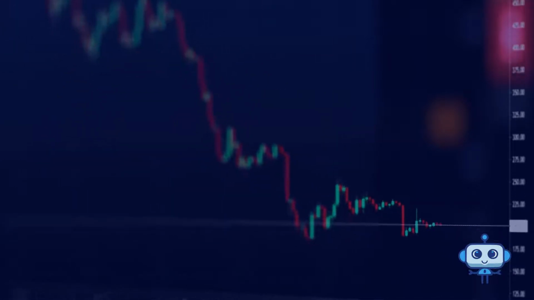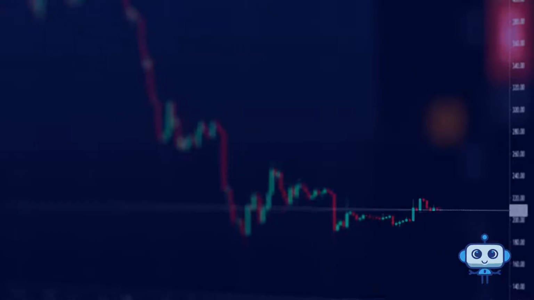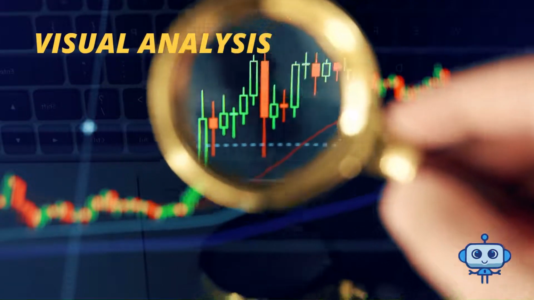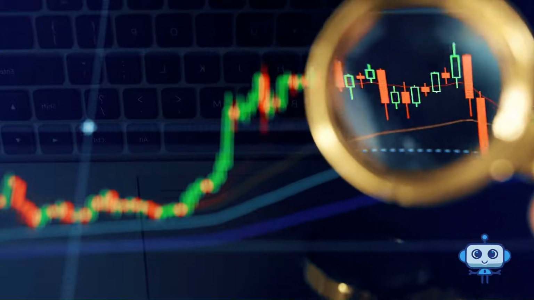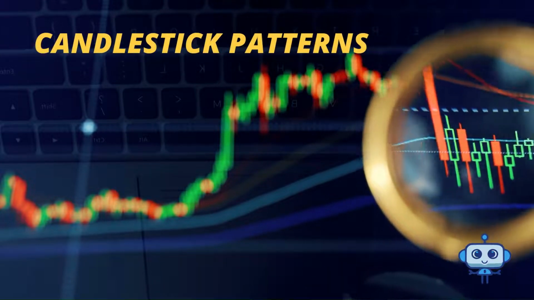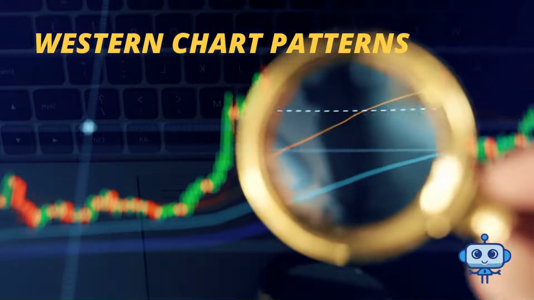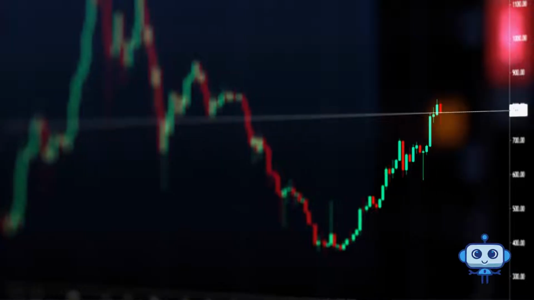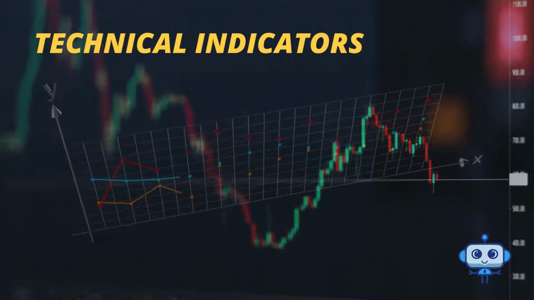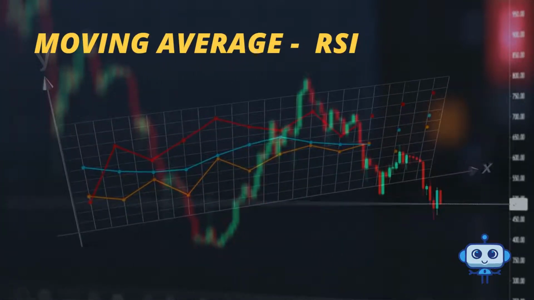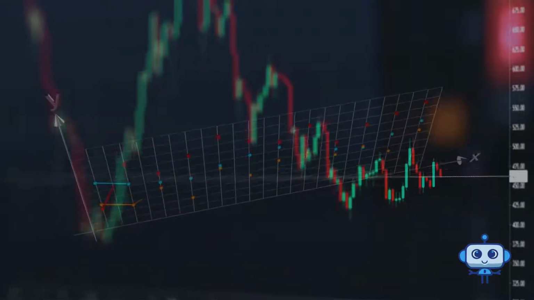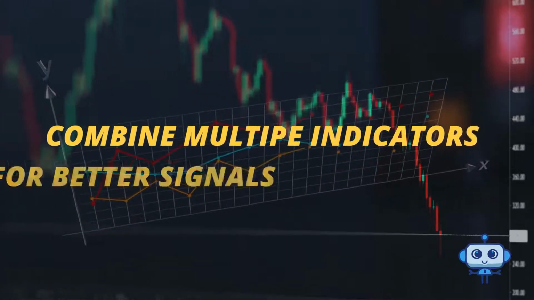There are several ways you can scalp the markets. You can scalp by visually analyzing the price action and predict the price movement. You can simply rely on the candlestick patterns or the Western charting patterns to look at the price action and place the trades. You can also use technical indicators and oscillators like the moving average and the RSI. The technical indicators and oscillators can be used in isolation, or you can use them together for better signals.